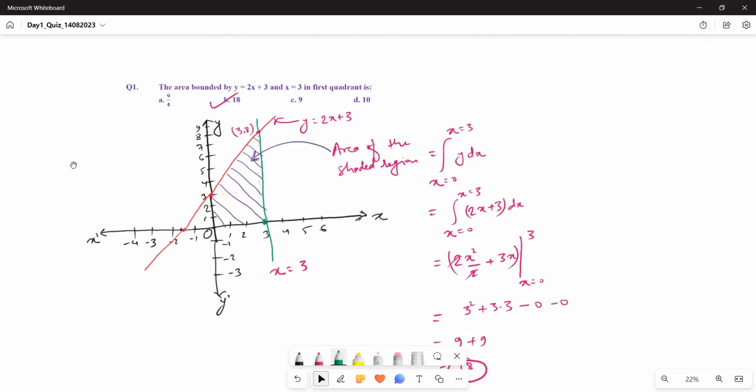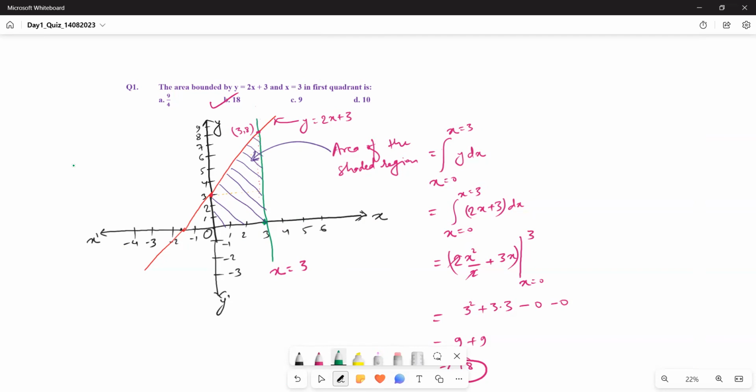So we have two lines: y equal to 2x plus 3, and the next line is x equal to 3. This is the green line. This green line x equal to 3 is a straight line which is parallel to the y-axis. On this line, the x point is always constant, that is 3, and the y point varies, similar to the y-axis. And this is the y equal to 2x plus 3 line.